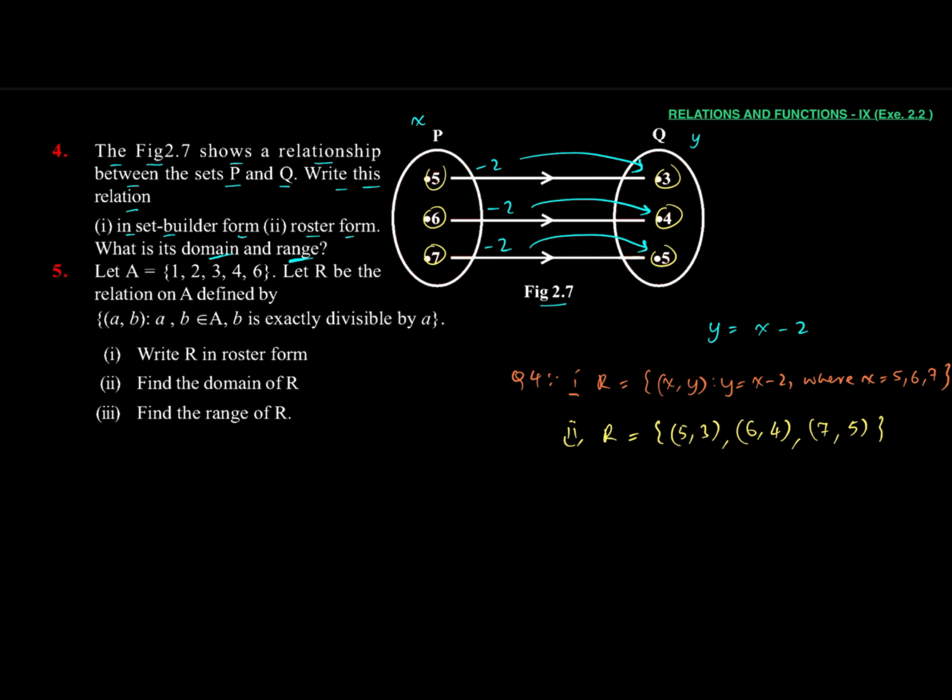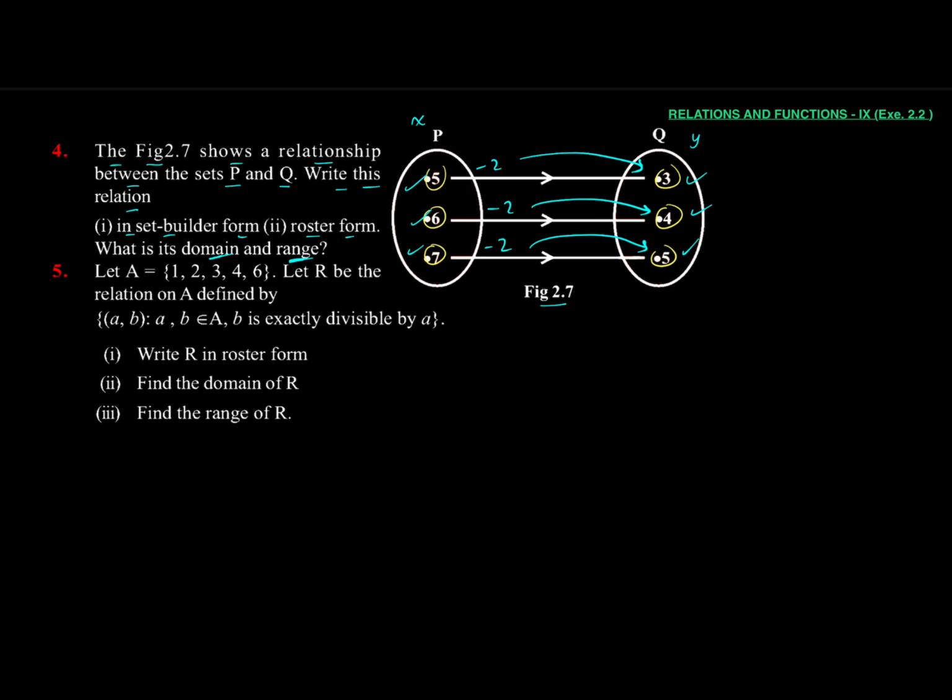Now what is the domain and range of this very relation? So here, domain of R, we know what domain is. It is the set of all first elements of a relation. So here in this case, the domain will be having elements as 5, 6 and 7. And what about range of relation R? It is the set of all second elements of the ordered pairs. So this set will be having elements as 3, 4 and 5. That is, domain of R is a set with elements 5, 6, 7 and range of R is a set with elements 3, 4, 5.